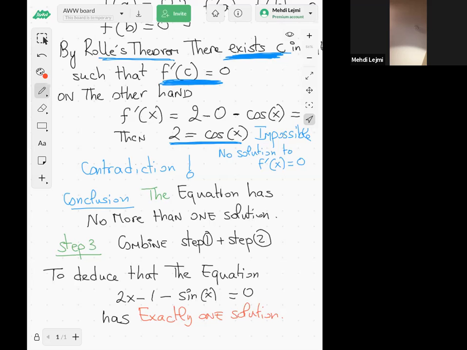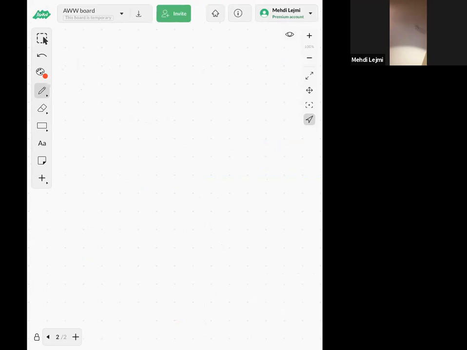Sure. Okay, guys, I'm now going to move to the mean value theorem. This is the last theorem in this section. It is a generalization of Rolle's theorem. So what does it say? The mean value theorem.